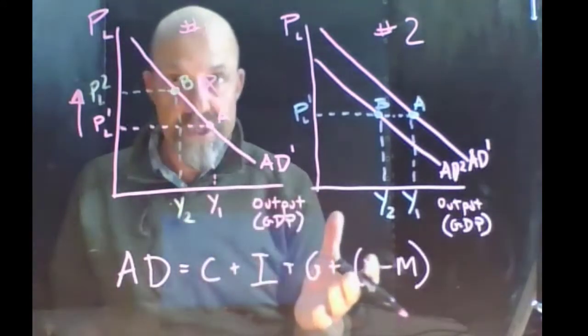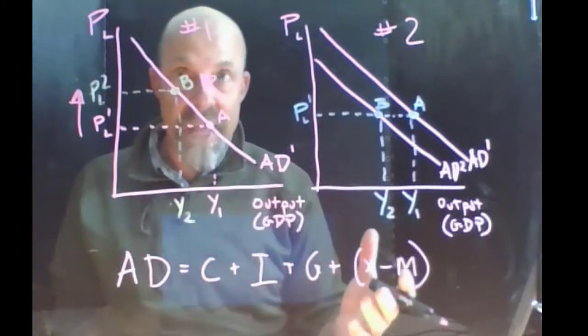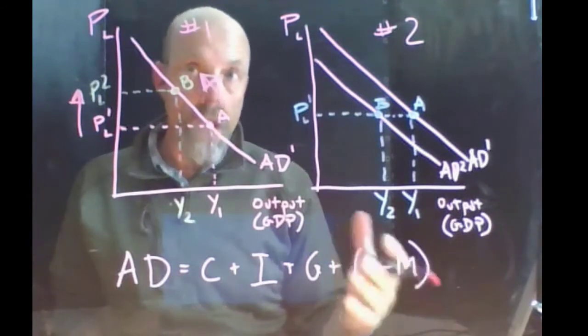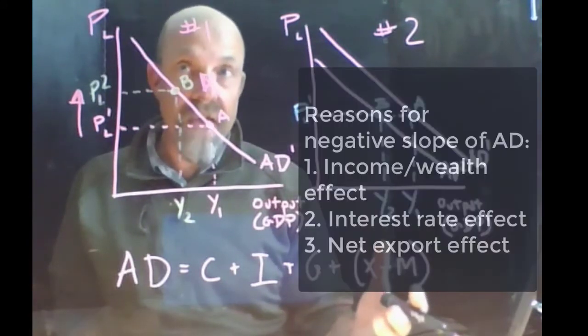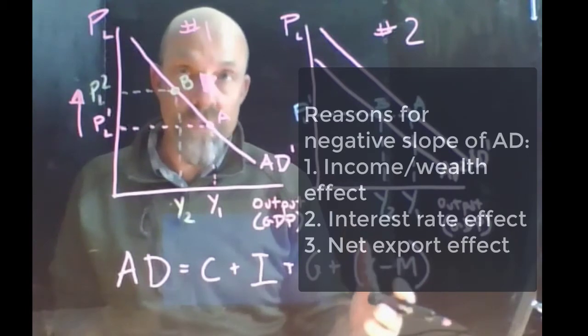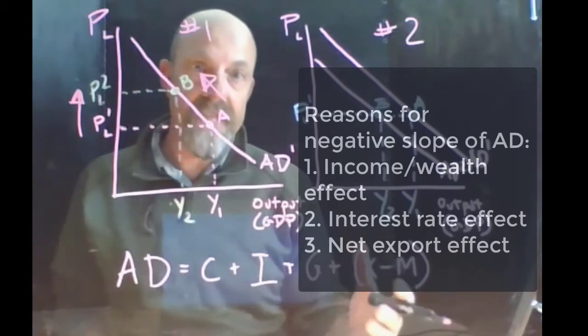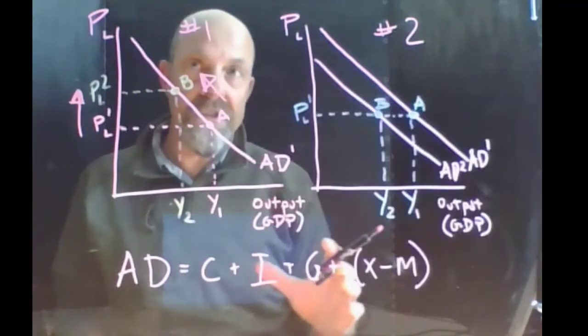Now, there are three reasons why the aggregate demand curve is downward sloping: the wealth effect, the interest rate effect, and the net export effect. So make sure you check those and understand those. Now let's look at a couple of other scenarios.